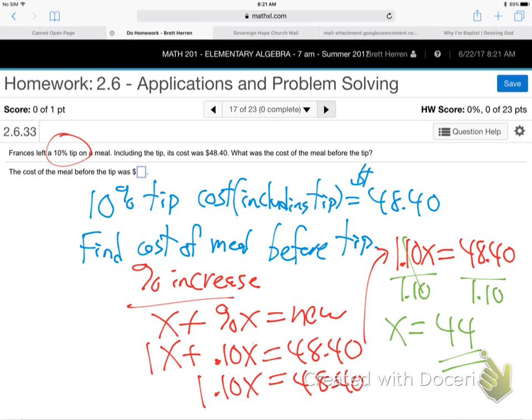Is that good? Questions on that one? So percent increase, percent decrease, right? There's a whole bunch of percent increase, percent decrease problems. Tip is an increase, raise is an increase, sale is a decrease, right? All those that have percentages are percent. Tricky questions. They have a lot of tricky ones.